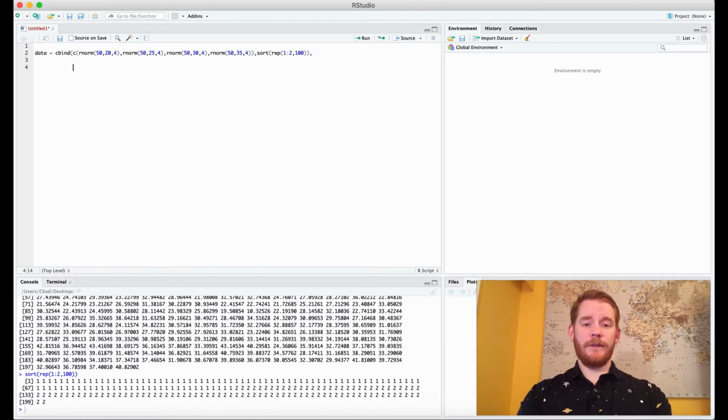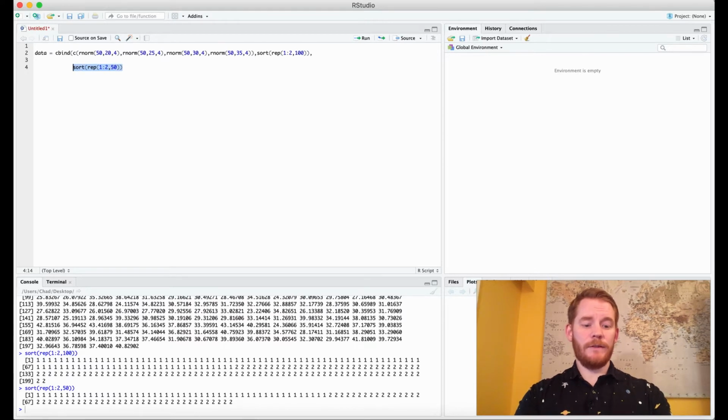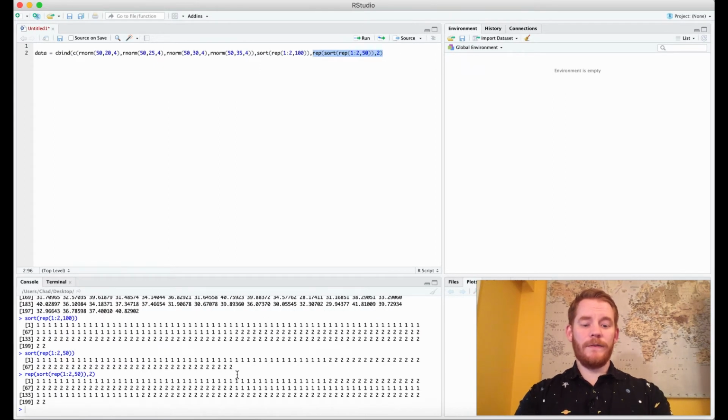Our second factor is going to be a little bit complicated, but what we're going to do is 1 to 2, 50 times, and we're going to sort that. So we just did the same thing, but we're doing 50 at a time. And then we're actually going to repeat this whole thing twice. It's a little complicated, but you'll see what I mean in a second. That gives us this. So we get 1 for 50, then 2 for 50, then 1 for 50, and then 2 for 50 again. Let's look at that here.